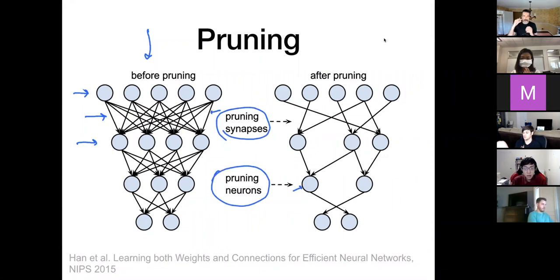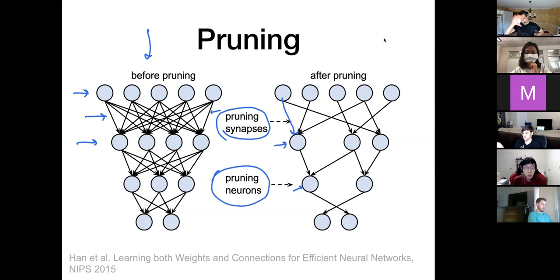And you can think about some of the connections, right? It is somewhat intuitive. Some of the connections might be very weak. So for example, if this connection here is very close to zero, this means that it's very weak. It doesn't influence the activation for this node, for this unit. Why would you want to pay for its storage? That's the intuition behind pruning.